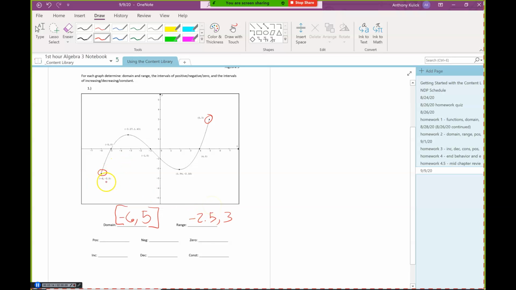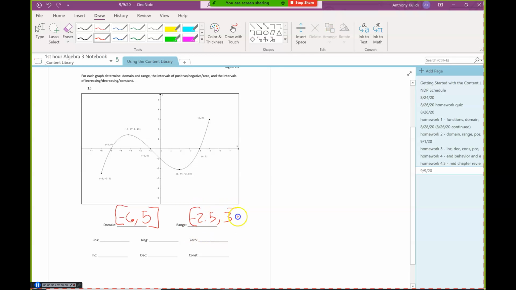So I notice I do have a point that uses the y-coordinate -2.5. And I do have a point that uses the y-coordinate +3. So each of those get a bracket. Okay with that? Okay.